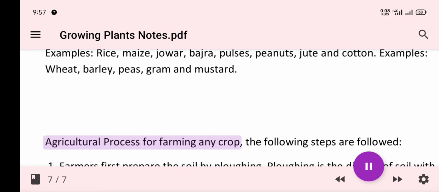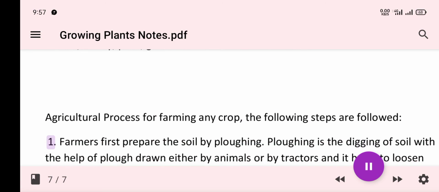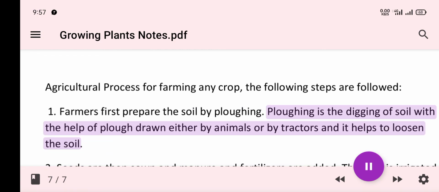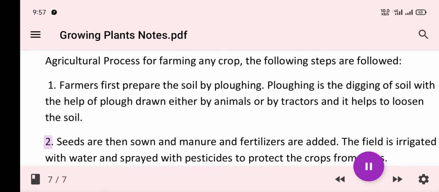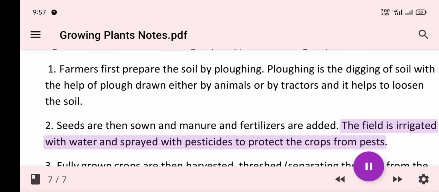Agricultural process. For farming any crop, the following steps are followed. 1. Farmers first prepare the soil by plowing. Plowing is the digging of soil with the help of a plow drawn either by animals or by tractors, and it helps to loosen the soil. 2. Seeds are then sown and manure and fertilizer are added. The field is irrigated with water and sprayed with pesticide to protect the crops from pests.